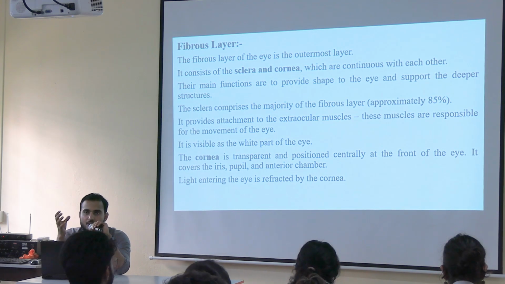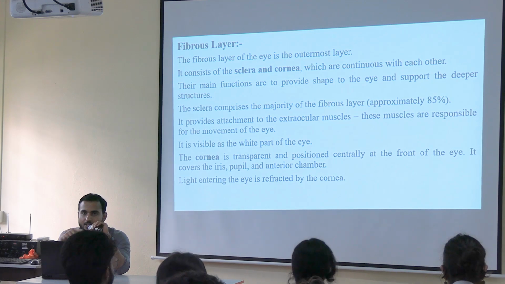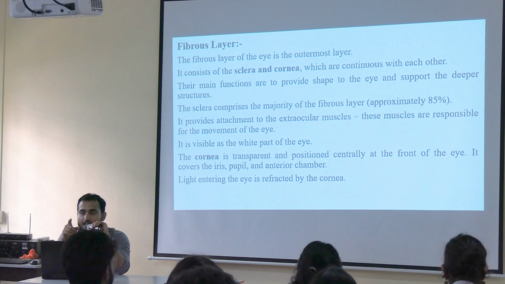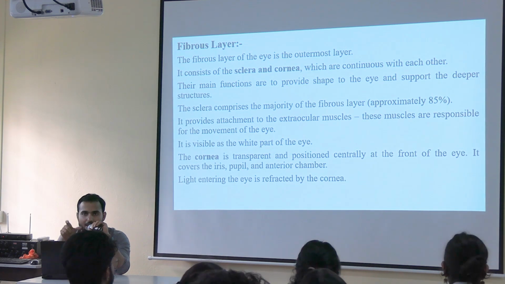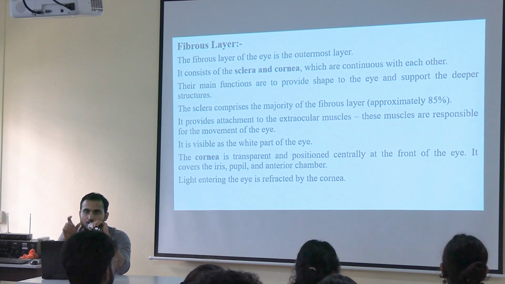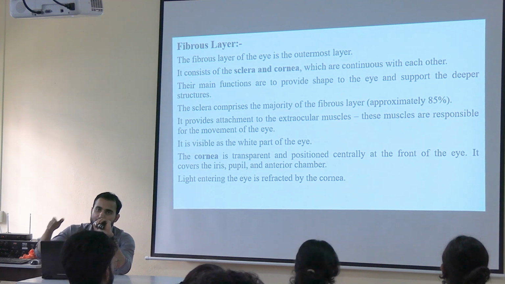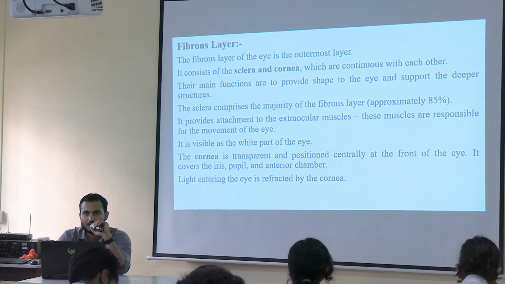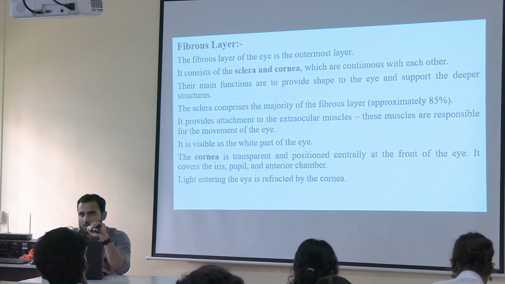Now, if you see, there are two components, sclera and cornea. So sclera is present in 85% of the area. The fibrous coat is covering the eyeball. 85% of the fibrous coat is made up of sclera. Only 15% is made up of cornea.